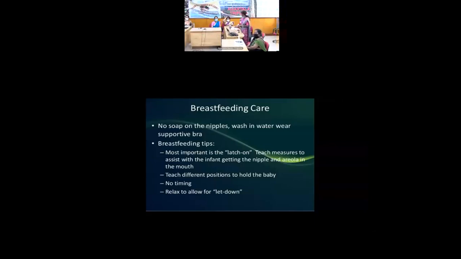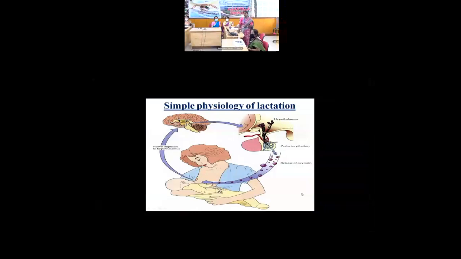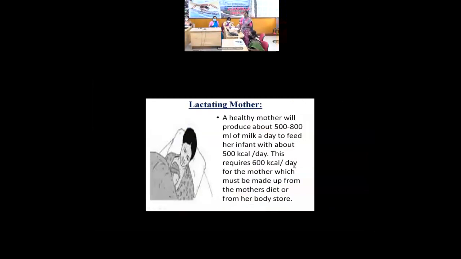I think this breastfeeding in the next newborn assessment, there will be some tips. So, the simple physiology of lactation. All of us know how lactation takes place. When the baby touches the nipple, the nerve impulses go to the hypothalamus, and the hypothalamus stimulates the pituitary gland. Then from the pituitary, oxytocin is released. This is the simple physiology of lactation.